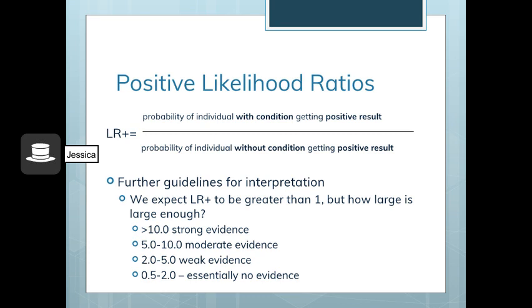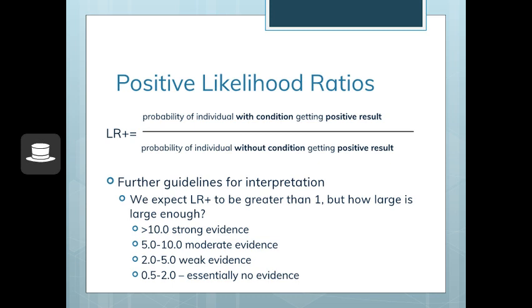So looking a little further into guidelines for interpretation of positive likelihood ratios, we expect it to be greater than 1, but how large is large enough? These are just general guidelines that you can use. If it's greater than 10, there's really strong evidence that you can rule in or give a diagnosis with that diagnostic measure. If it's between 5 and 10, there's moderate evidence to rule in or give a diagnosis.